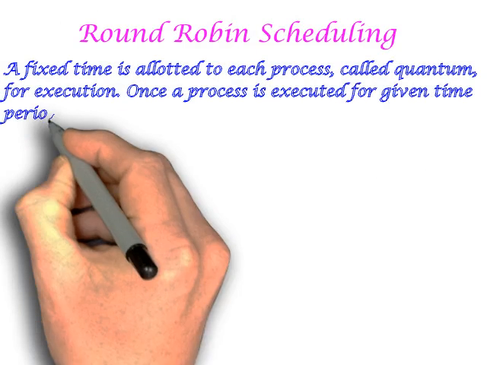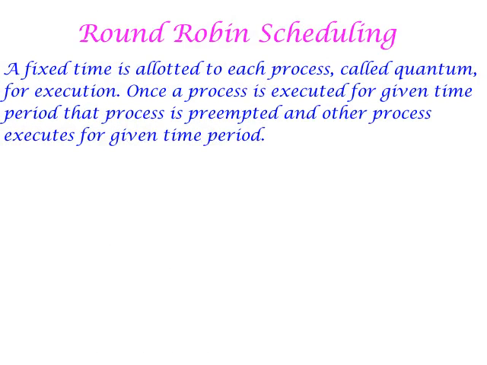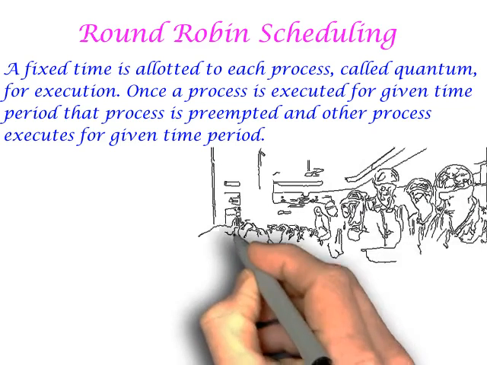You can search for the round robin scheduling algorithm. You have the text result. A fixed time, called a quantum, is allocated to each process for execution. Once a process is executed for a given period, that process is preempted and another process executes for a given time period. In a real-time example, you can see the picture.